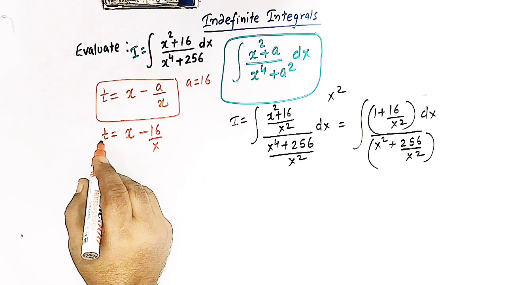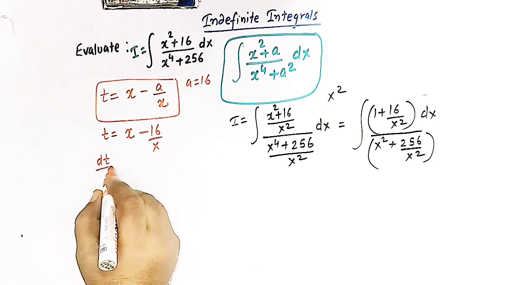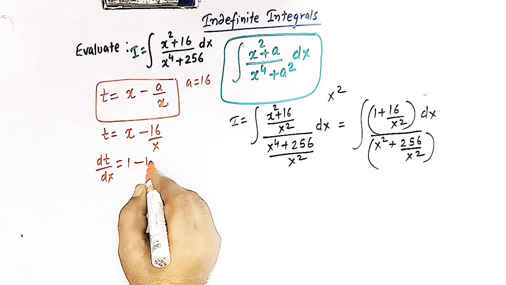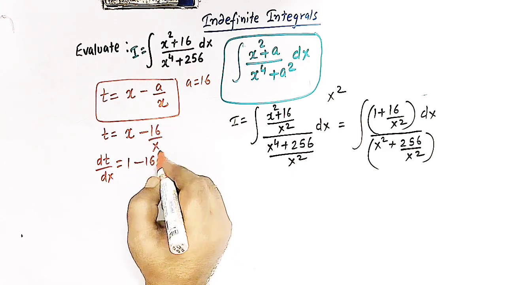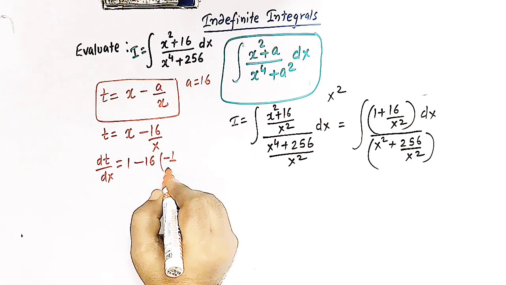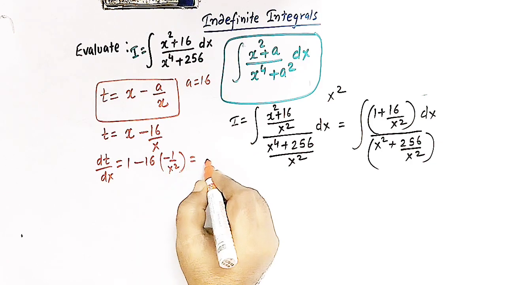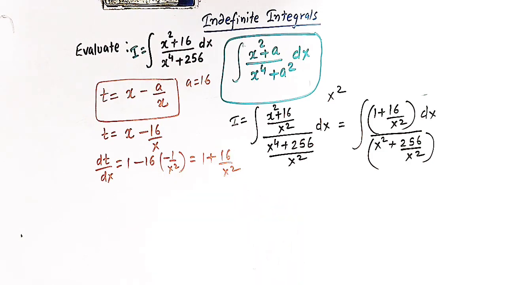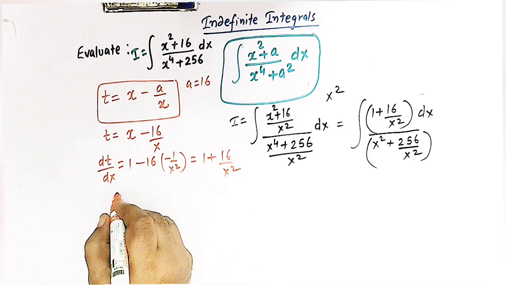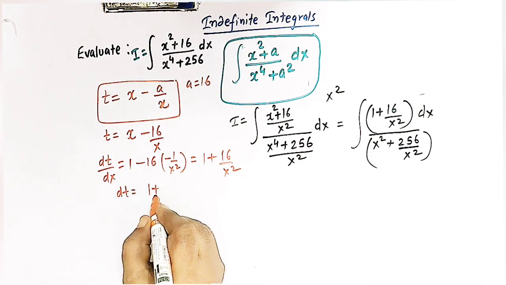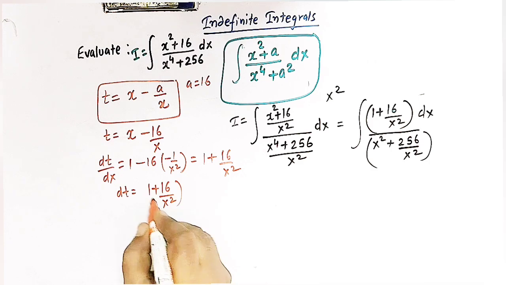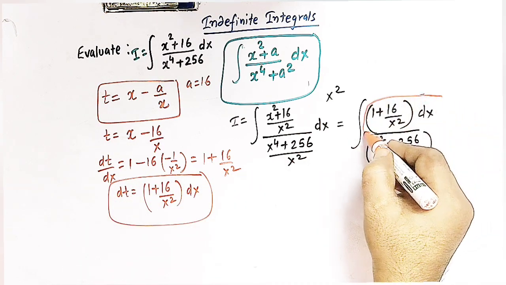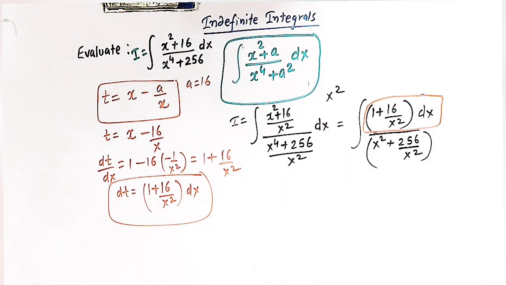Now differentiating t with respect to x, we have dt over dx, and the derivative of x is 1, and here we have minus 16. The derivative of 1 over x is minus 1 over x square, and that is equal to 1 plus 16 over x square. So now we can write dt is equal to (1 plus 16 over x square) dx, right? So now we can replace this expression by dt.